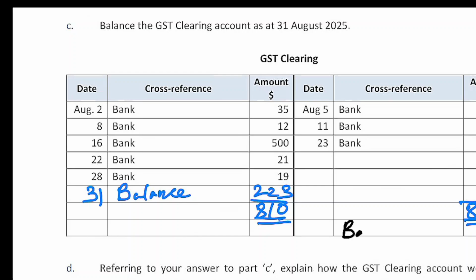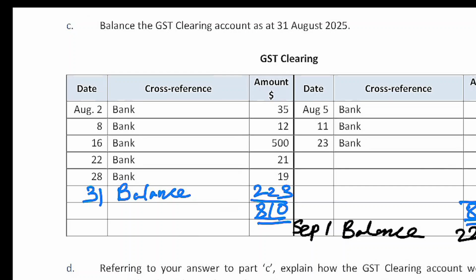Then you write balance here, 223. And then you have to put the date. How do you write the date? Month first and then the date, whichever the number. Month first, because that's the American method. That's what we follow. We don't have an Australian method, unfortunately. We are using the American method.